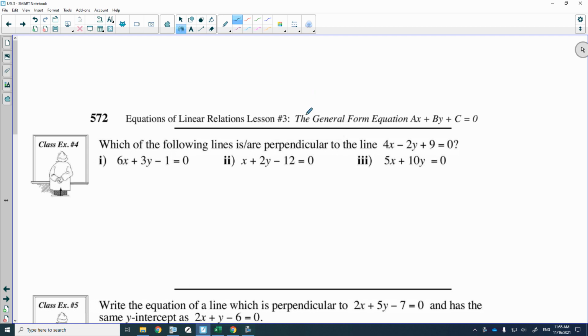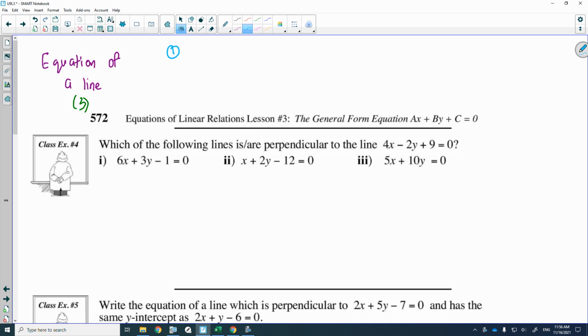This is part 2 of lesson 3 on page 572. What we were doing last class, or in part 1, was the equation of a line. So just write that down. The equation of a line. There are 3 equations of lines, and you need to know all 3. You've been introduced to the first 2, and then lesson 4 will introduce you to the third.